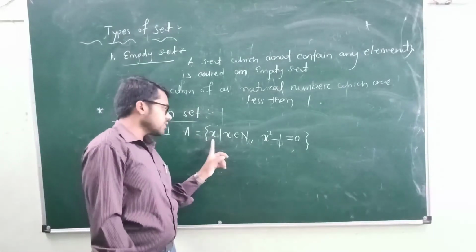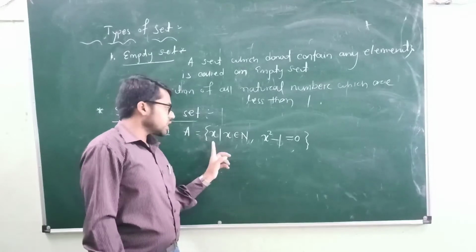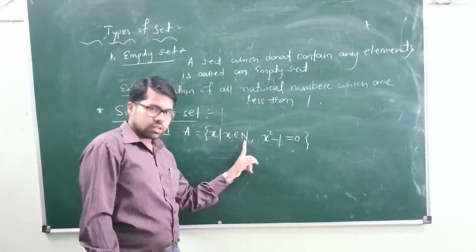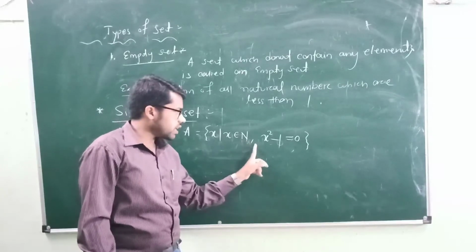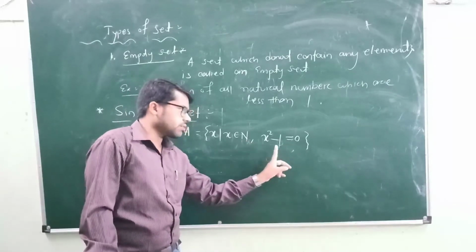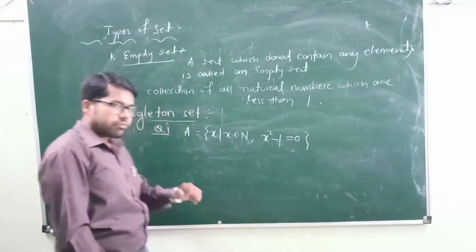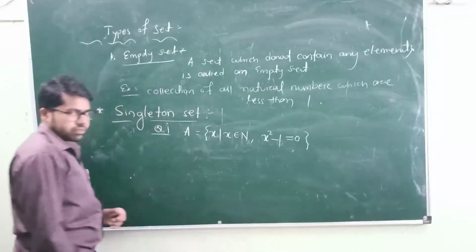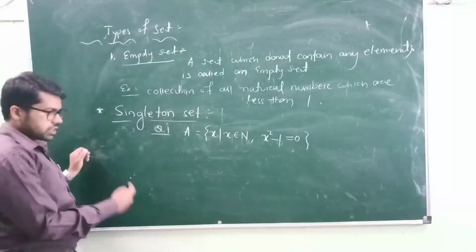Remember what is given? It is given you a set which contains those x which are belonging to the set of natural numbers, and those x should satisfy this condition, that is x square minus 1 is equals to 0. You have to find those x provided the x should be natural number. Okay, try to solve this question. If you have any doubt then I will tell you tomorrow.